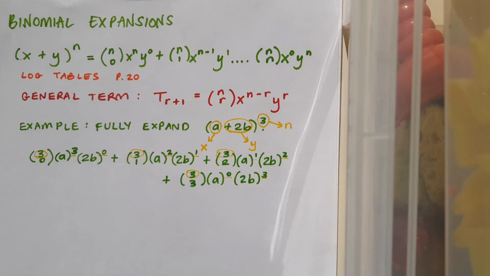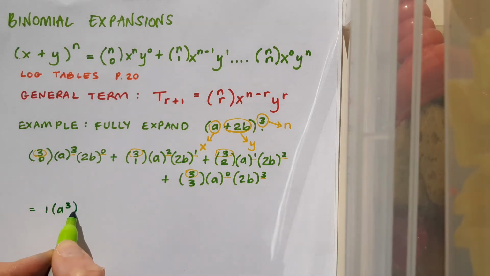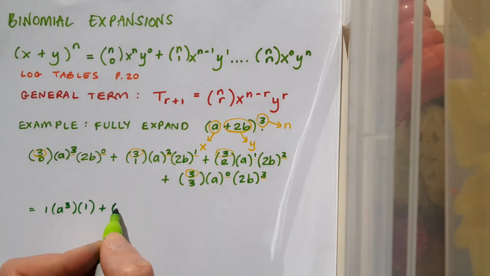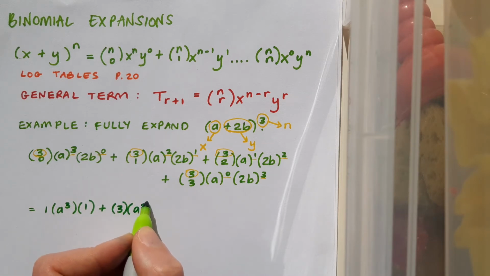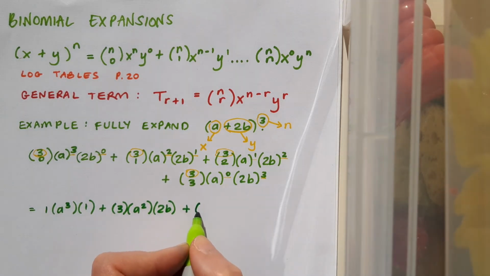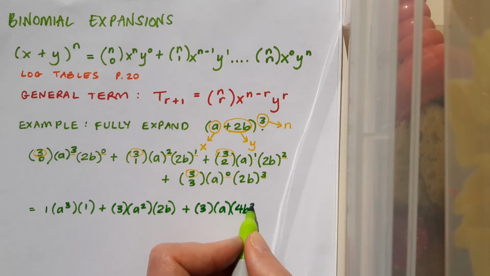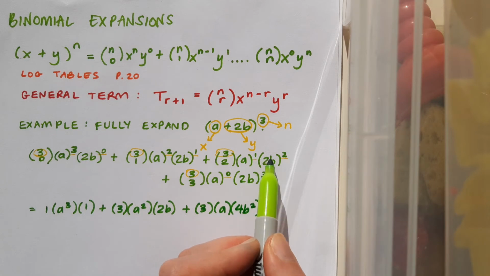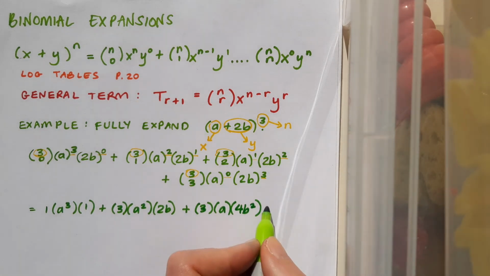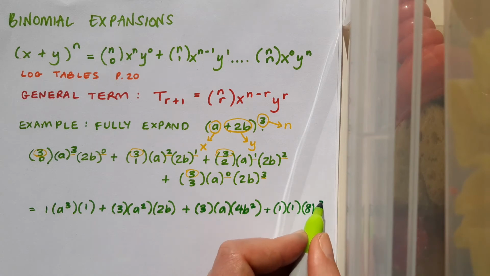Now I go to my calculator to evaluate my 3 choose 0, 3 choose 1, and so on. So 3 choose 0 I evaluate as 1. And a to the power of 3 is just a cubed, and 2b to the power of 0 is 1. 3 choose 1 is 3. A to the power of 2 is just our a squared. 2b to the power of 1 is just 2b. 3 choose 2 is 3. A to the power of 1 is just a, and 2b squared is 4b squared, because notice that there's a bracket around the 2b term, and the squared is applying to both parts of that. And then finally, 3 choose 3 is 1, a to the power of 0 is 1, and 2b to the power of 3 is 8b cubed.